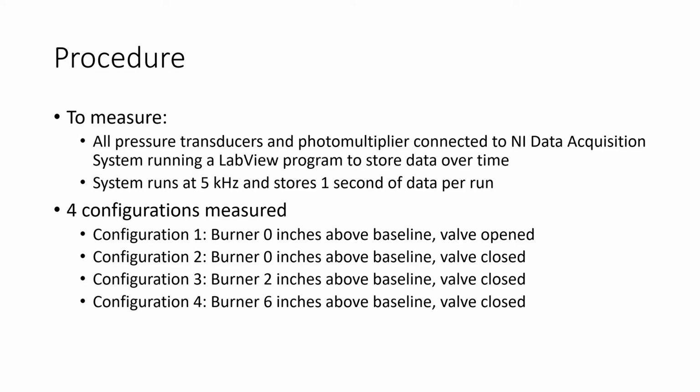In the fourth configuration, the burner was moved slowly upwards until resonance cut out. This occurred at approximately 6 inches above the baseline point. While the valve was still closed in this case, resonance was not present as the flame was no longer close enough to the acoustic node it was previously at to induce resonance.